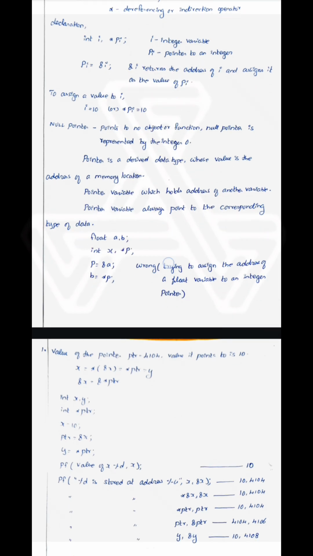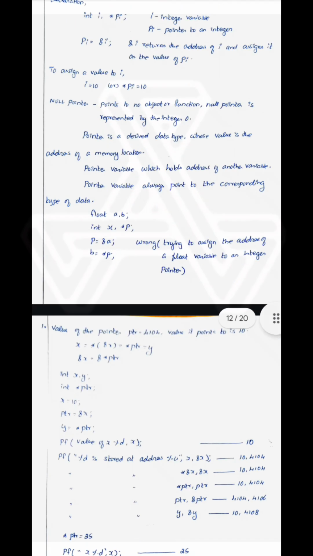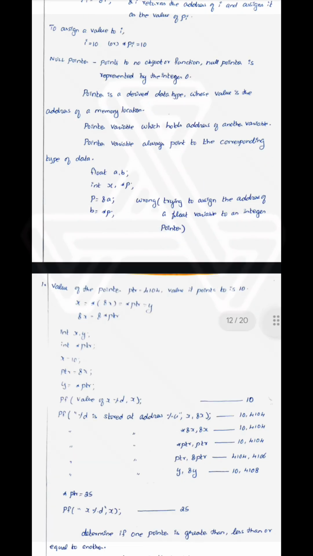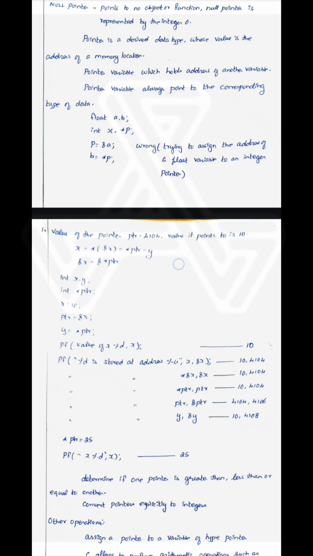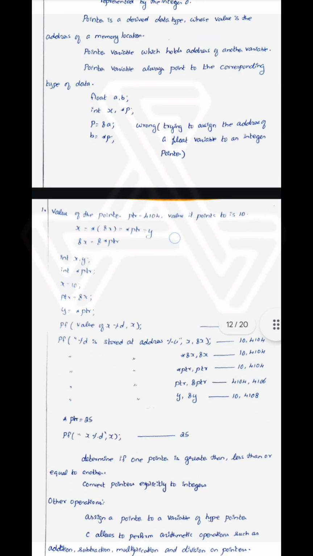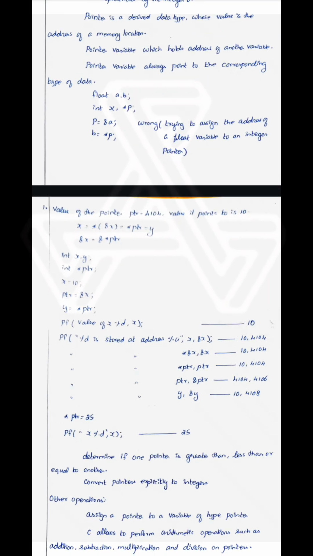A pointer is a derived data type whose value is the address of a memory location. A pointer variable holds the address of another variable. A pointer variable always points to the corresponding type of data. For example, float a, b; int *p; p equals ampersand a; b equals *p is wrong, since it tries to assign the address of a float variable to an integer pointer.